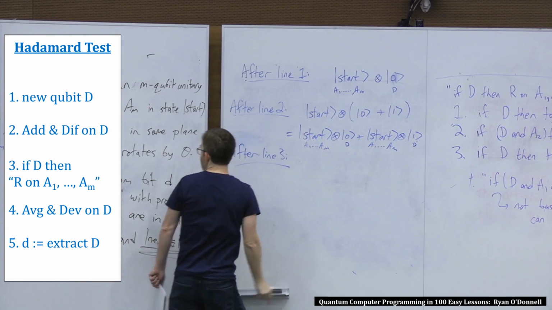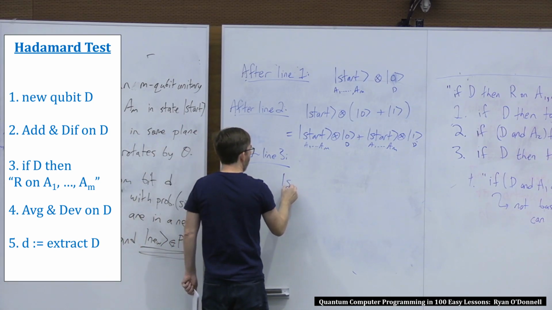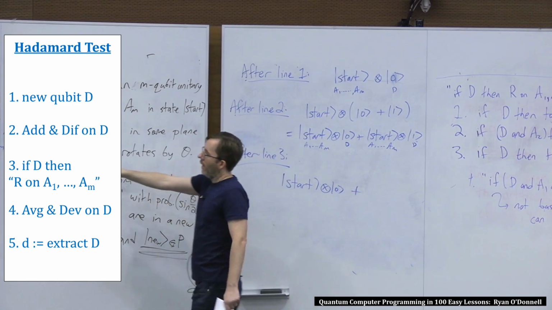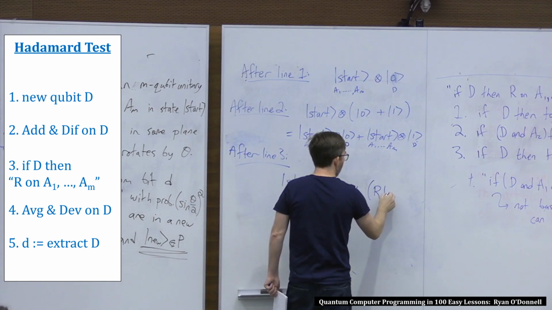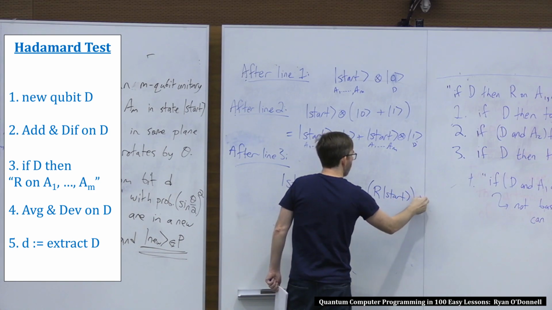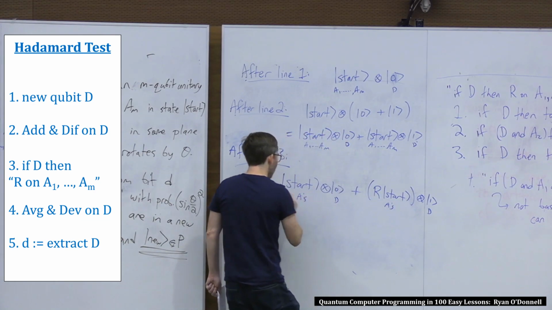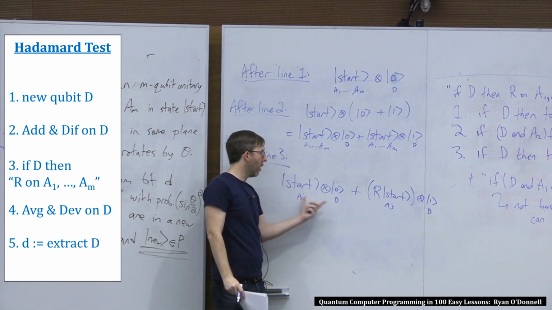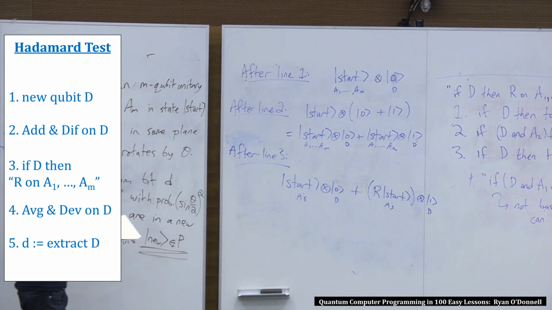Here D is 0. So when D is 0, we don't do anything. We don't do any rotation. So after line 3, we get the first part is ket start, tensor 0 still. And then here, D is 1, so we do a rotation. So this is R applied to ket start, tensor with 1. Okay, so as I said, you get into a state where in this branch, or this piece of the state where D is 0, you didn't rotate start, and in this piece where D is 1, you did rotate start. And now we're going to combine them.